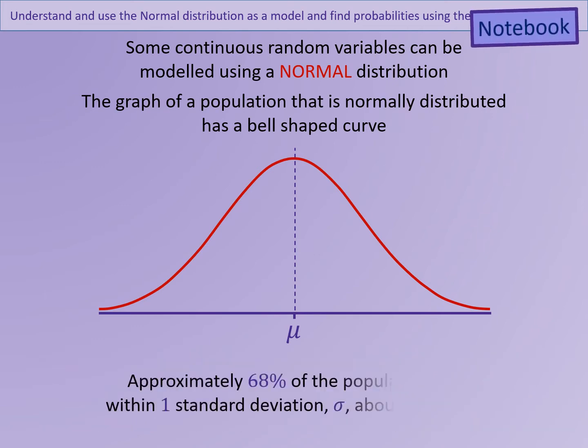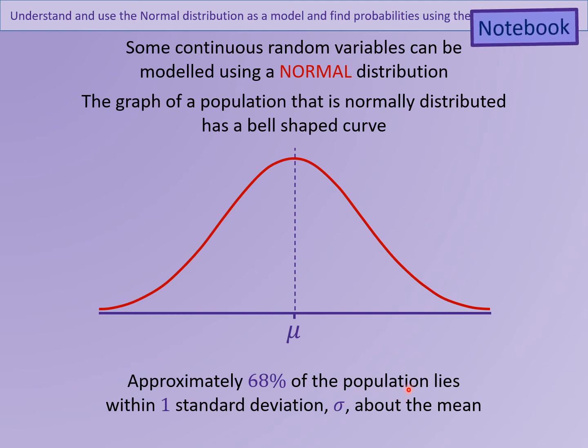Okay. So approximately 68% of the population. It doesn't matter which population you're looking at. That could be, for example, the heights of men that we saw earlier on. It could be sentence length in a book. It could be the weight of pigs. It could be absolutely anything.